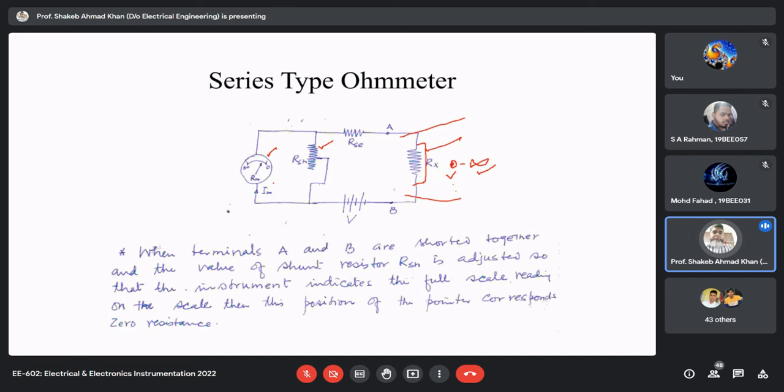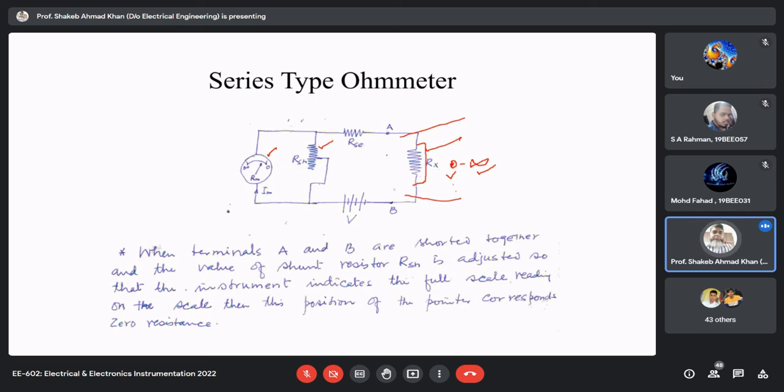So in both of these situations, when less current is flowing through the meter, your meter is perfectly safe. There is no issue as far as the meter safety is concerned. But it will reduce its sensitivity, because this scale of the permanent magnet moving coil meter is indicating the resistance in the ohm meter.